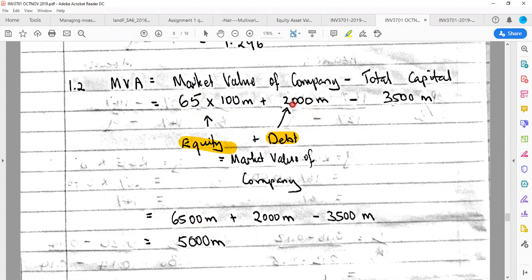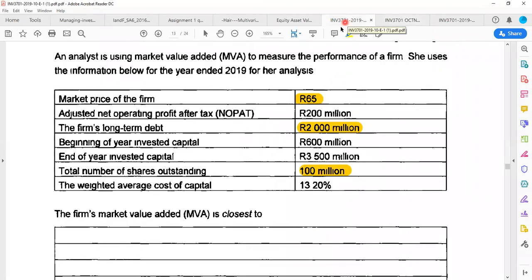And then we add debt, which is 2,000 million. So these two together, 8.5, give us the market value of the company. Remember, the company is made up of equity and debt. Sometimes it's also made up of preference shares, but here they didn't say anything about preference shares.